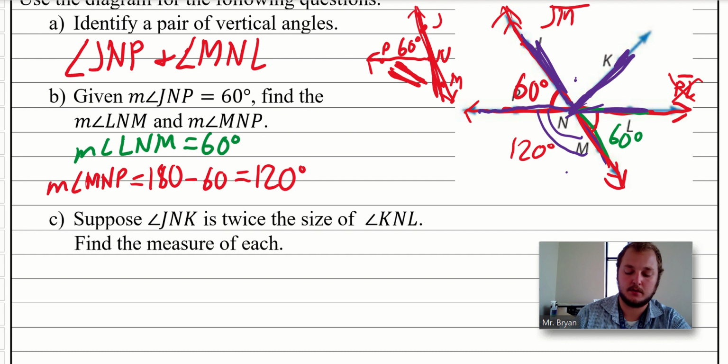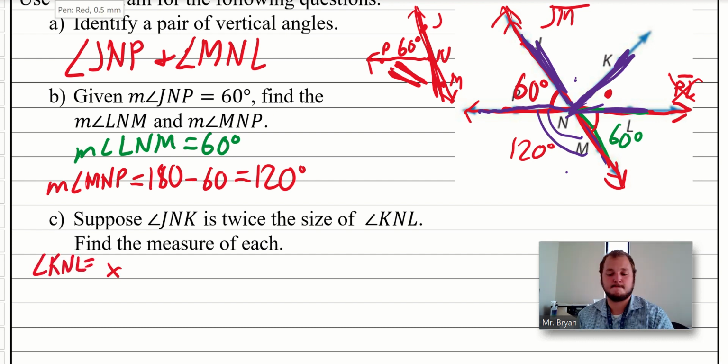That is 120. Another thing I can do here is, if I'm going to set up an equation for this, I have to think algebraically. So we have two unknown numbers here. Let's start with KNL. We know KNL, this little angle right over here, is just some measure. If I have some unknown number or unknown measure, the way we usually represent that in algebra is just x. So let's say the measure of angle KNL is going to equal x.